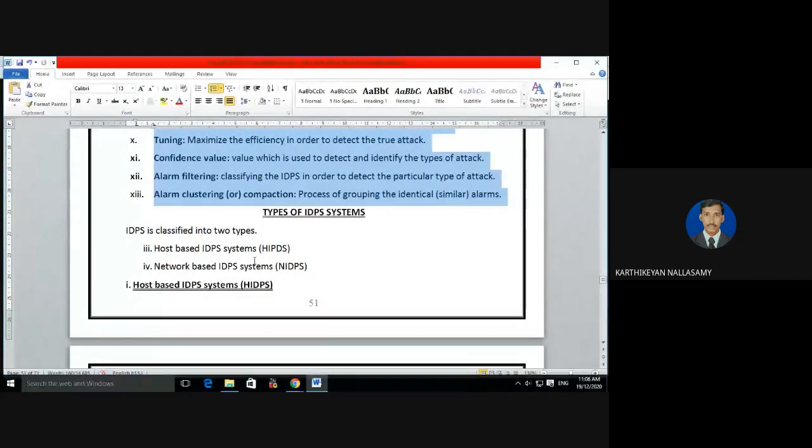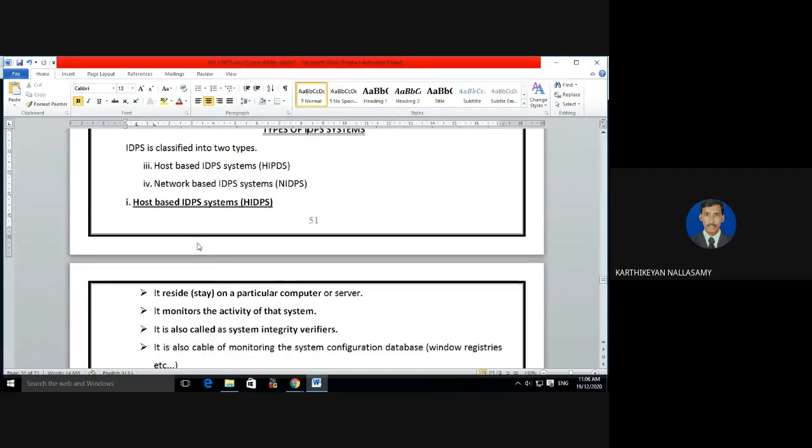There are types of IDS systems, called IDPS, Intrusion Detection and Prevention System. That is the abbreviation for IDPS. There are two possible types of IDPS. One is called host-based IDPS, and another is called network-based IDPS. If it is a host-based IDPS, the intrusion detection is applied in the host system itself.